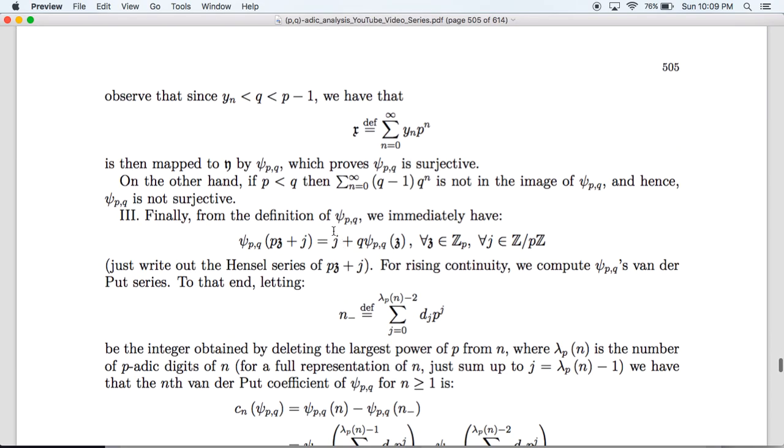Finally, from the definition of phi pq, we immediately have this, just write out the Hensel series of pj and pz plus j, and then for continuity, we compute phi pq's Vanderbilt.